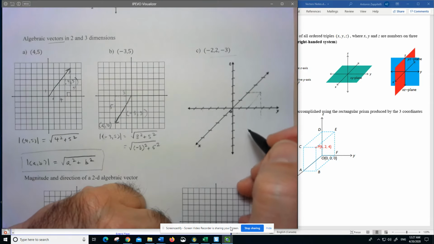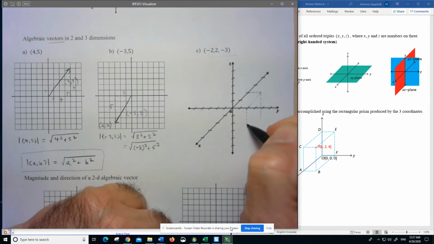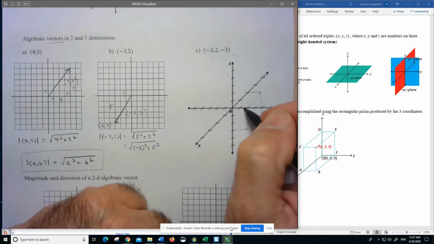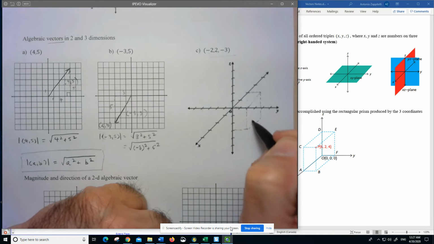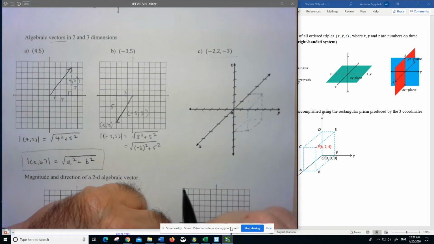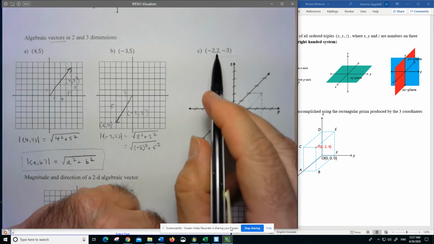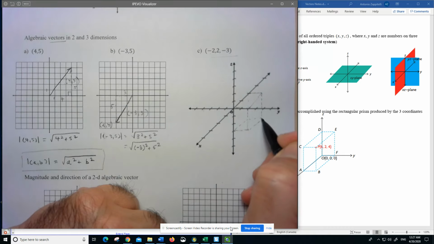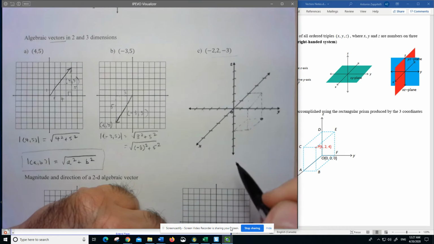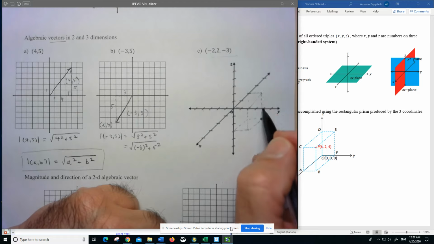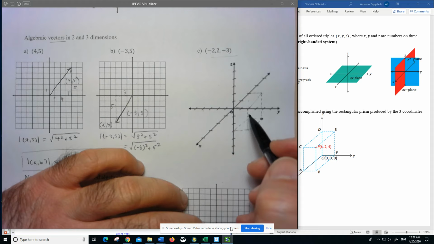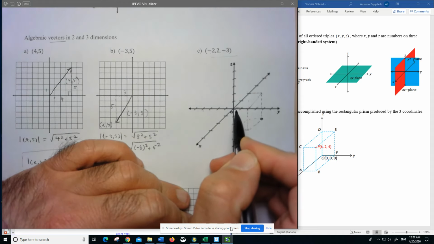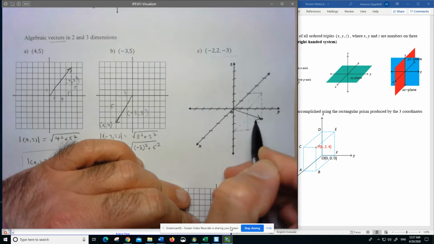Okay, and now we can draw our rectangular prism. So go down to 3. There we go. There's that one there. You can even take this down. Okay, and so now we're drawing the vector negative 2, 2, 3. So we're not just drawing the point. That's the point negative 2, 2, and negative 3. We want to draw the vector. So that joins 0, 0, 0 to that point.